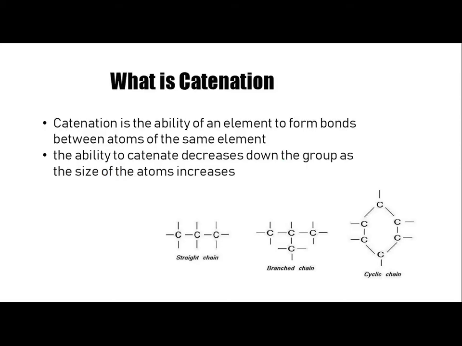What is catenation? Catenation is the ability of an element to form bonds between atoms of the same element. The ability to catenate decreases down the group as the size of the atoms increases.